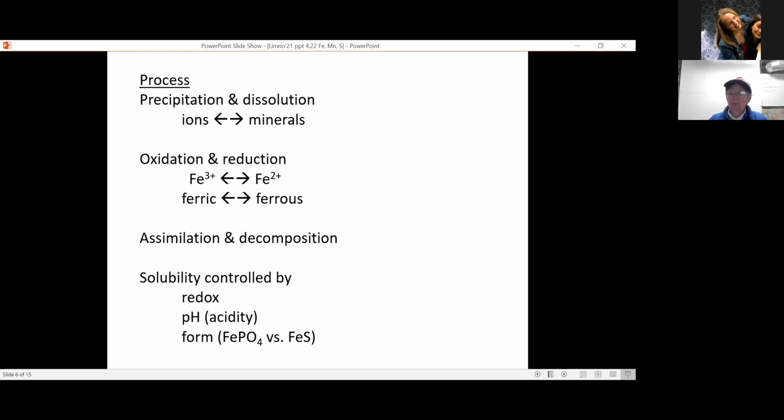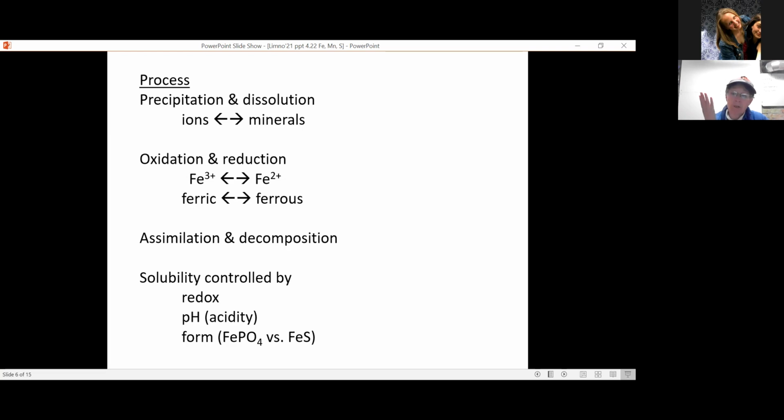Another really important pair of reactions are oxidation and reduction. Iron getting oxidized, iron getting reduced. At the simplest, finest scale, iron is reduced when it gains an electron, when its charge goes down. And iron is oxidized when it loses an electron and its charge goes up. Oxidized iron, Fe3+, is ferric iron. Reduced iron, ferrous.